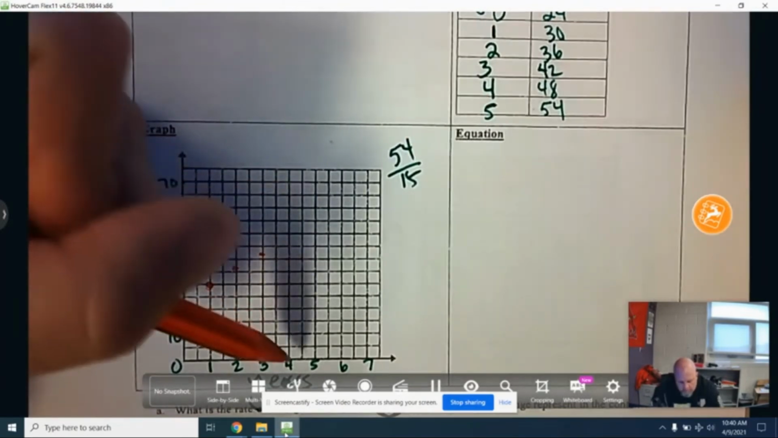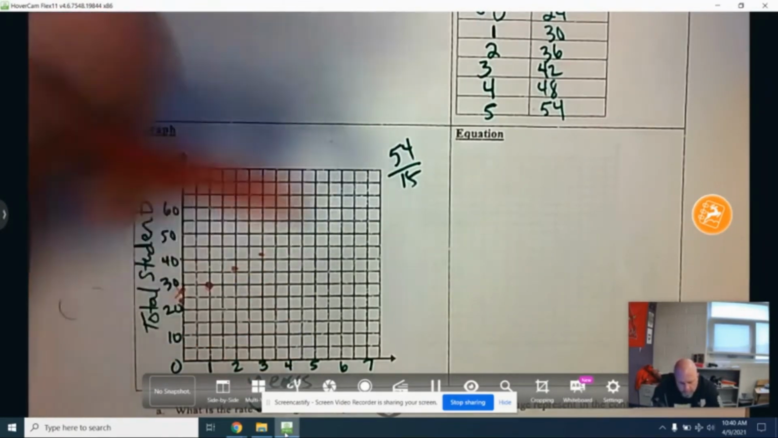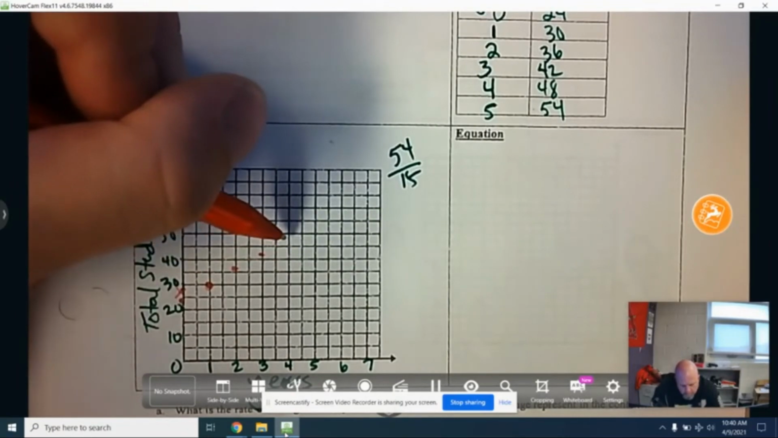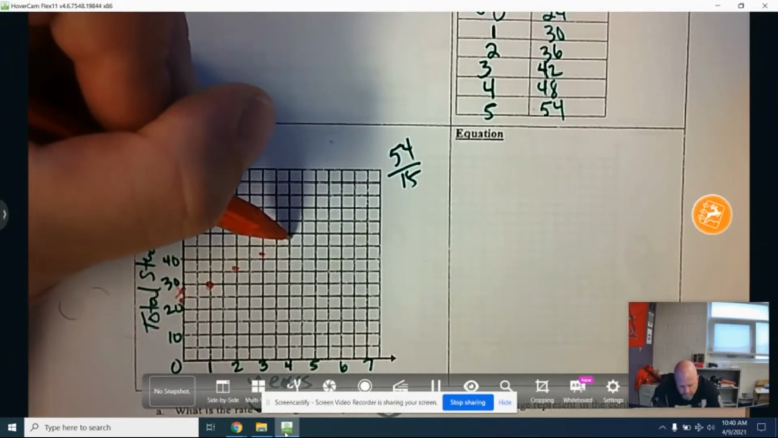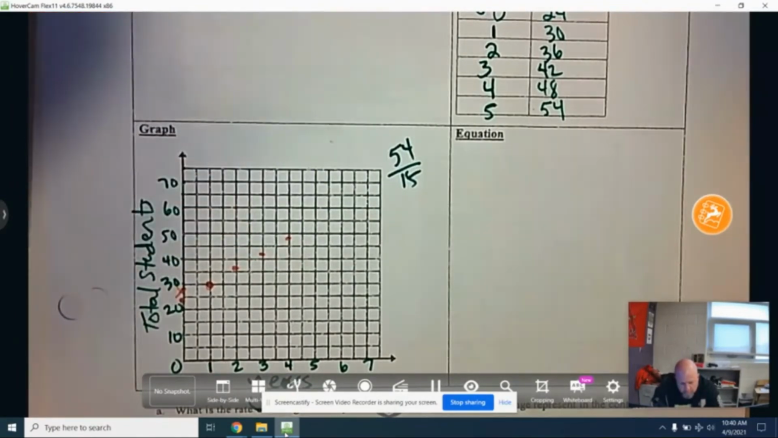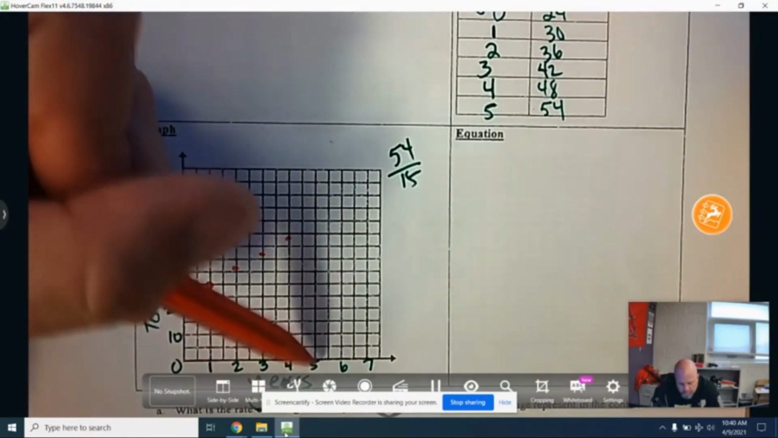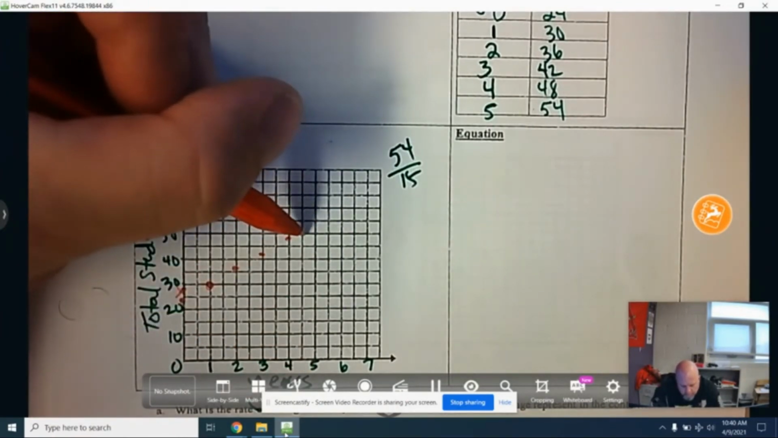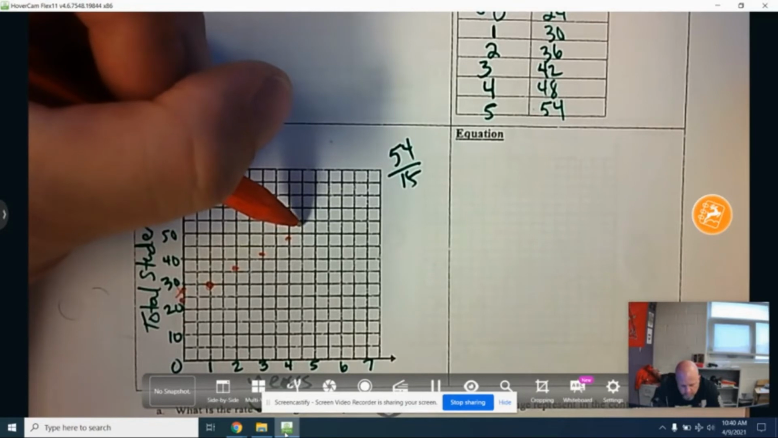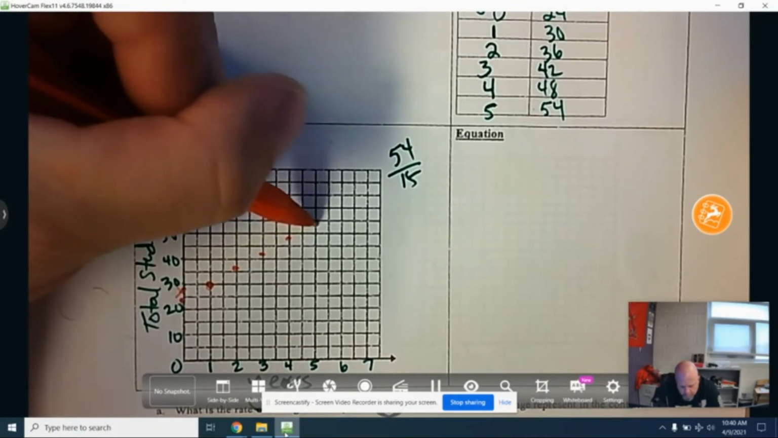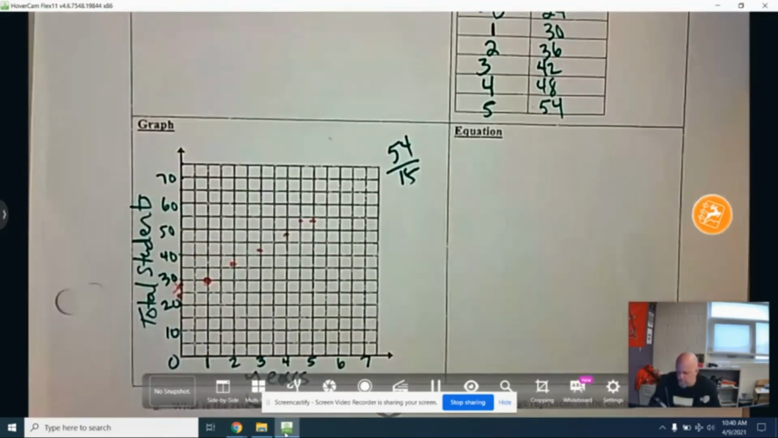And then at 4, we go up to 48. So almost all the way up to 50, just a little shy of it, put a point. And then last, 5, go up to 54. So there's 50, almost all the way up to the middle part. Oops. I think I need to wear my glasses.